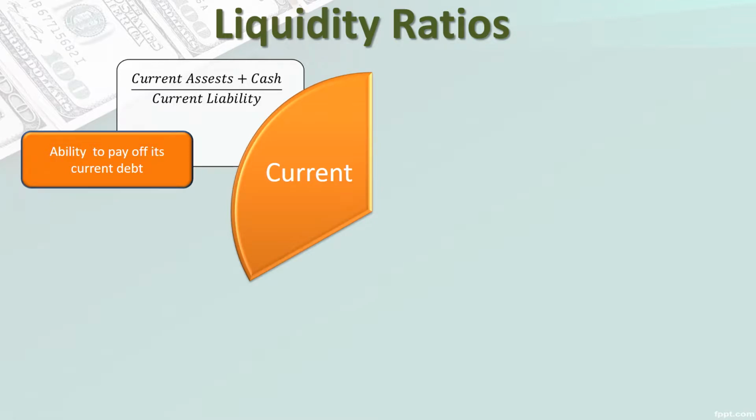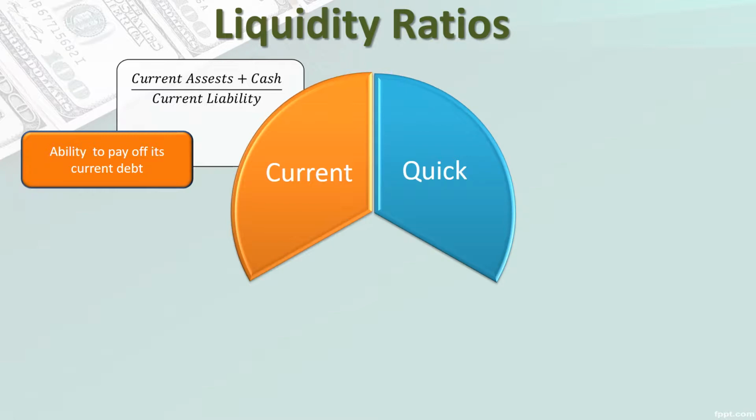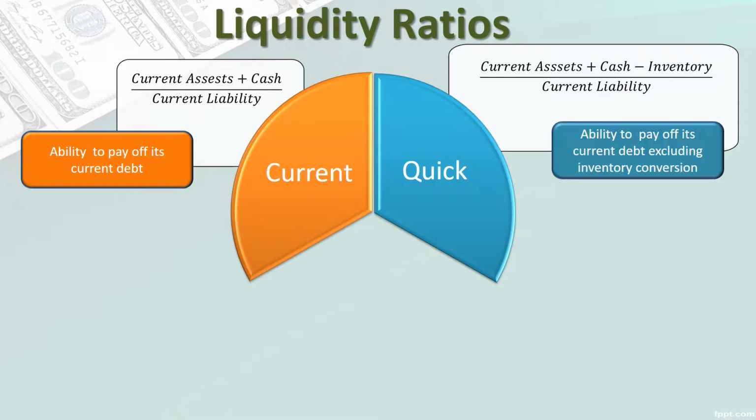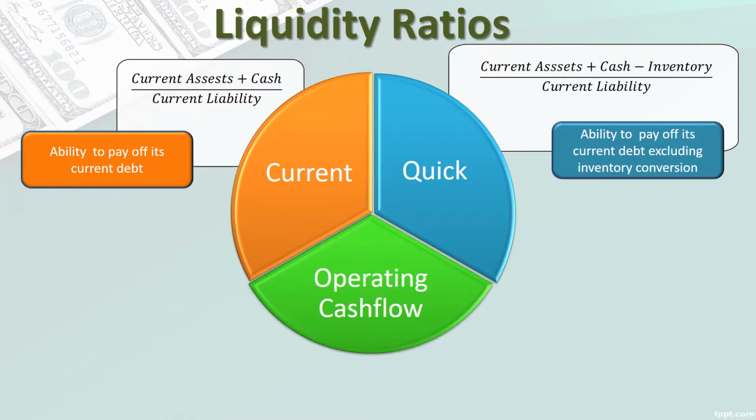The next ratio is quick ratio. This is the quantity, current assets minus inventory, divided by current liability. It reflects the worst case picture of the company's ability to pay off its debt because it removes the inventory. Therefore, unlike the current ratio, it shows the ability to cover debt if the company is unable to convert inventory into sales. And the last ratio is operating cash flow.